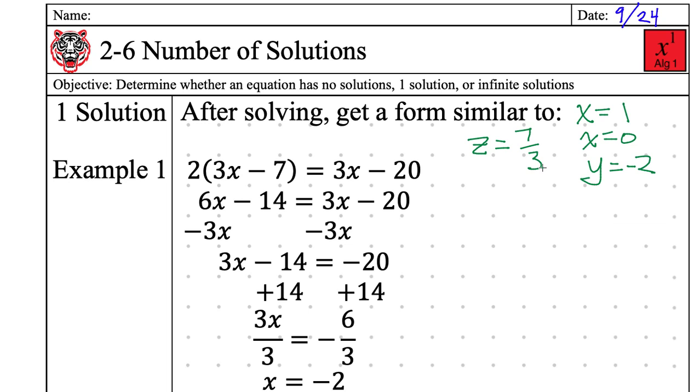I'm just making those up. You could have made up a random number. Just make a letter, a variable, set it equal to a number, boom, you get one solution. One solution. Yeah, Eamon?